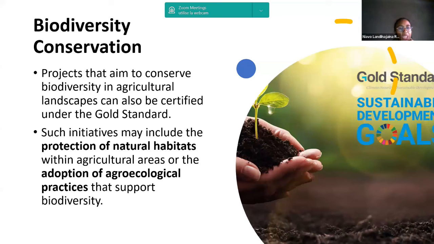Another application is biodiversity conservation. Projects that aim to conserve biodiversity in agricultural landscapes can also be certified under the Gold Standard. Such initiatives may include the protection of natural habitats like parks within agricultural areas, or the adoption of agroecological practices that support biodiversity.